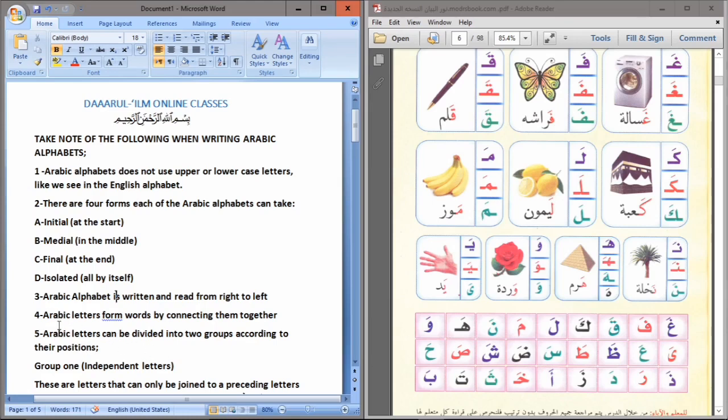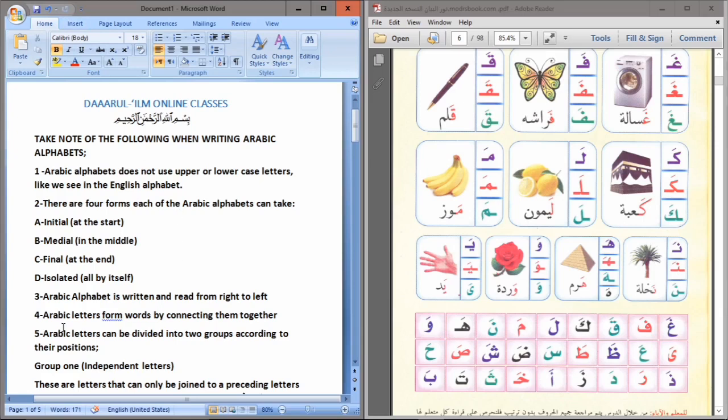4 is that Arabic letters form words by connecting them together. So if you have to form a word of maybe 3 or 4 letters, you have to join them together. As you can see in this Bismillah ar-Rahman ar-Rahim, the ba joined with the sin, the meem, so they join together. This connects with this, this connects with this. Unlike the English, in which each letter stands all by itself without attaching itself to other letters. Unlike the Arabic, in which they join together to form a meaningful word.